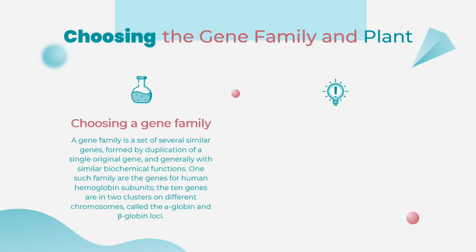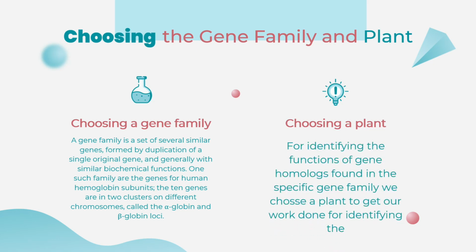So now that you have an idea what a gene family is, it's a set of members of the same original gene that are found by homologs. Choosing a plant: what is a plant? For identifying the function of genes, we have to identify the homologs in a certain plant. So we are going to choose a plant which we will be discussing and focusing on. For the specific gene family, we have to choose a plant to get our work done, identifying the different homologs interacting with the genes.